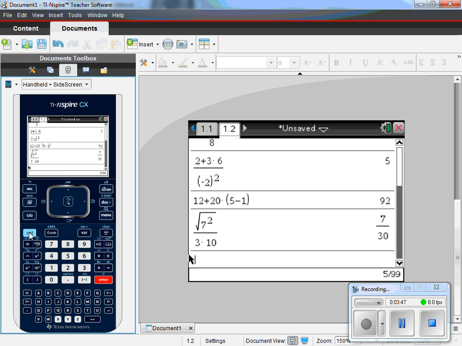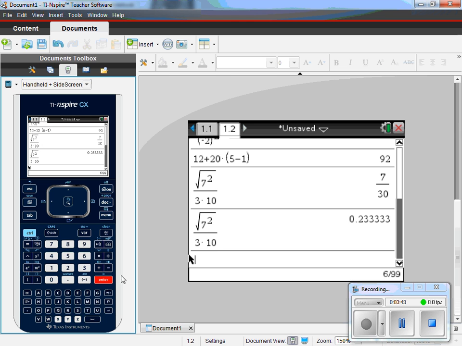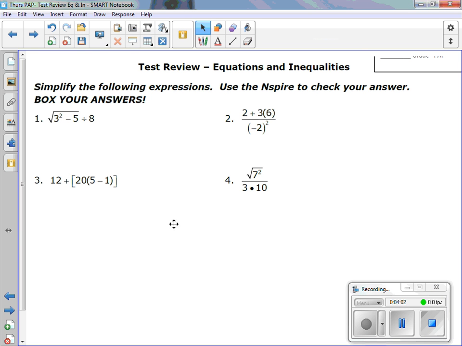If you wanted that as a decimal, Control Enter, takes that problem and puts it as a decimal. Since this is repeating, I would highly recommend that you actually do this as a fraction. So that is the first 4 problems.